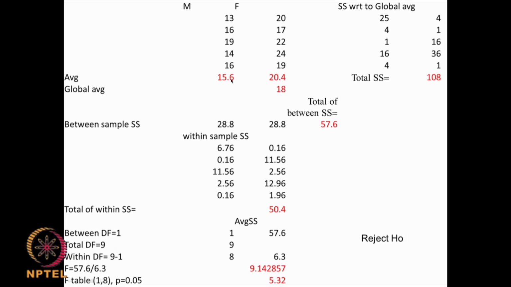28.8 minus 15.6, sorry, 18 minus 15.6, square it up, okay, and then 18 minus 15.6 squared, multiply by 5. For the female, 18 minus 20.4 squared, multiply by 5. So, total of between is this plus this, okay, understand.